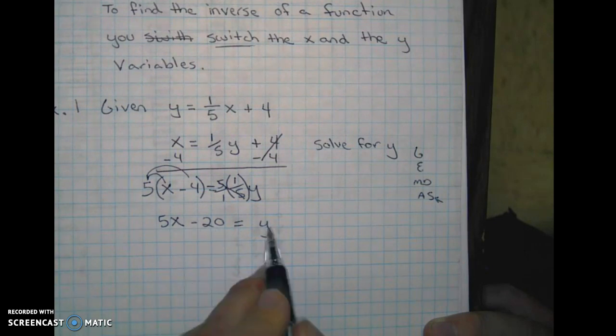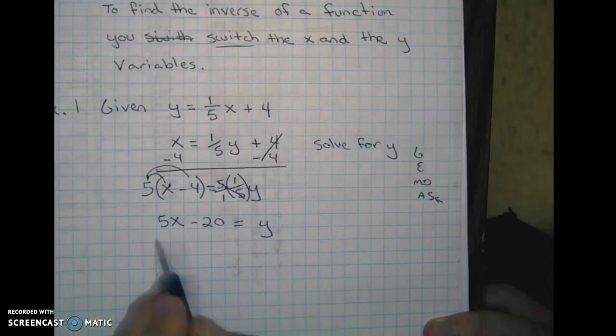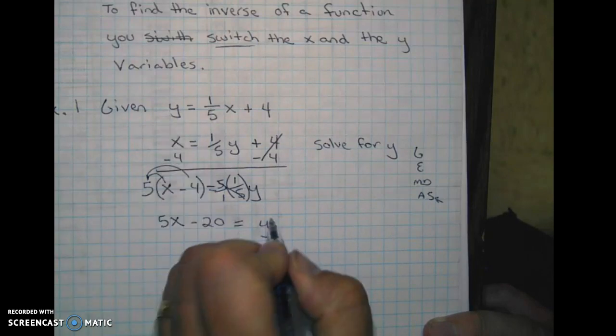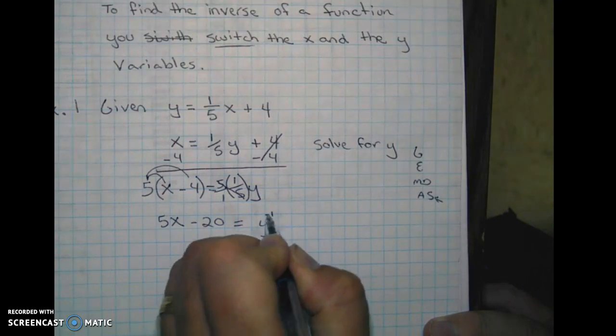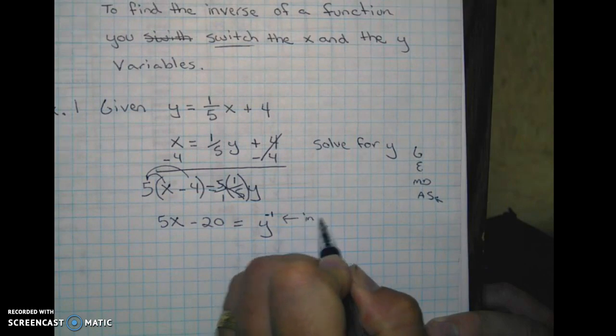Now, so that we can denote, meaning show, that this is the inverse, we're going to use a -1 as an exponent. This means inverse.